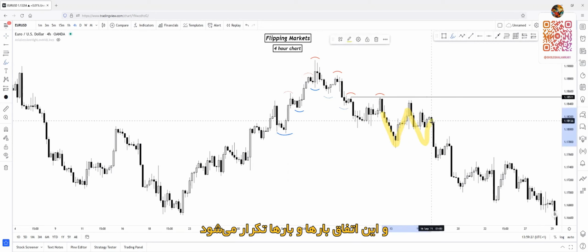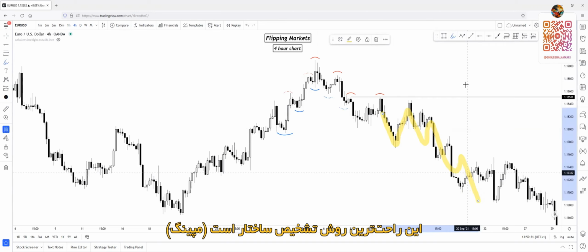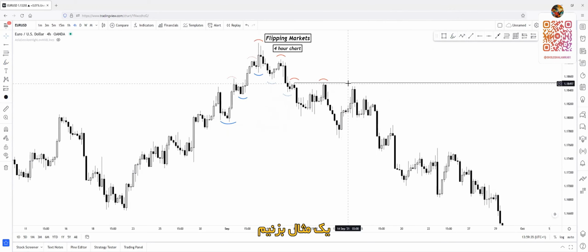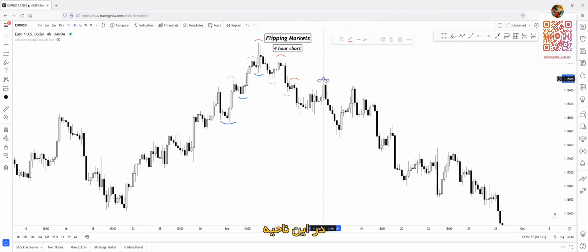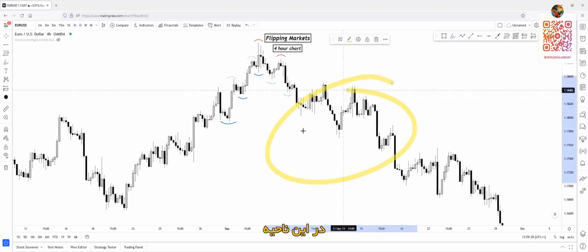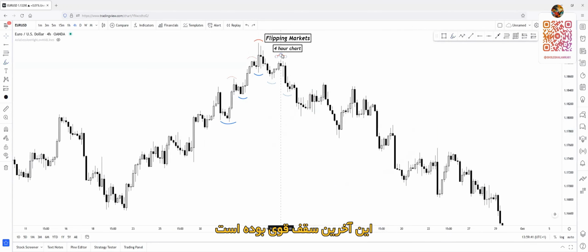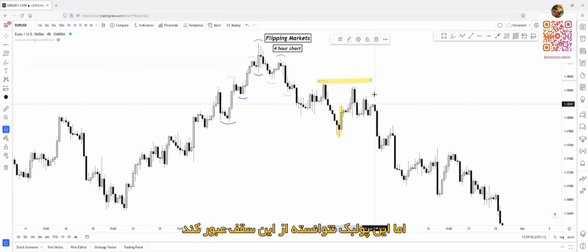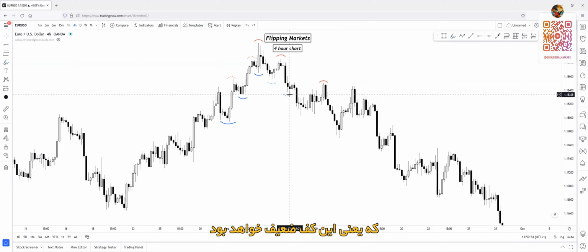And this goes on and on again. This is the easiest way to map out the structure. But let's see an example in this region. So in this region, as you can see, this was the last strong high on this one. And after this, price started a pullback. This pullback couldn't break above this high, as you can see. So this means this low will be weak. So this is a weak low.